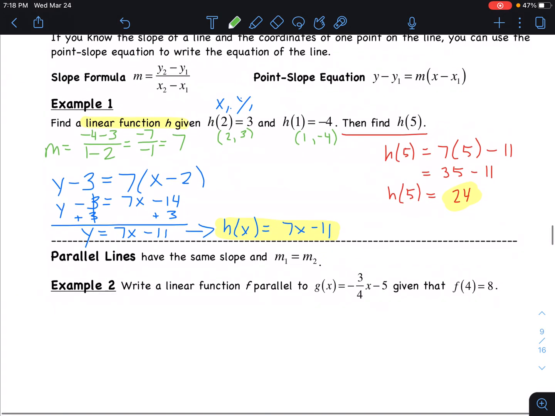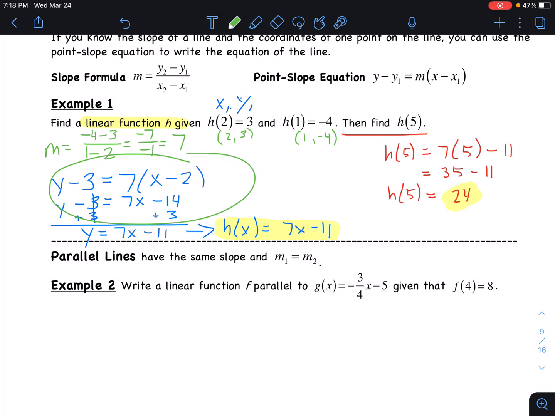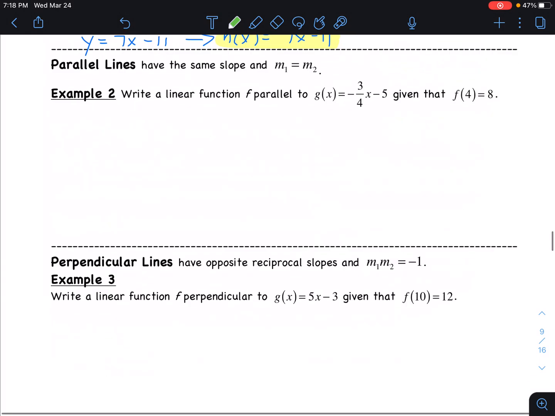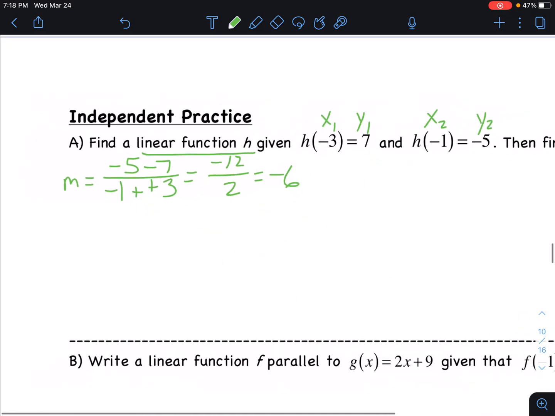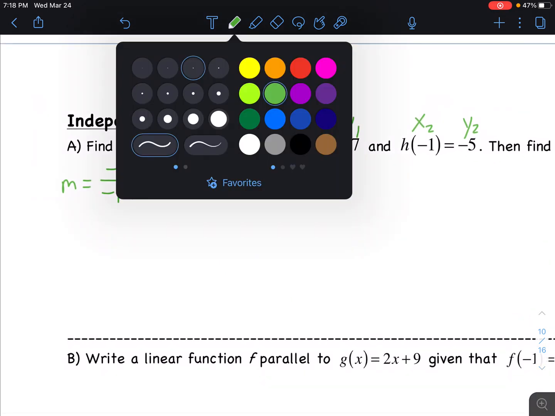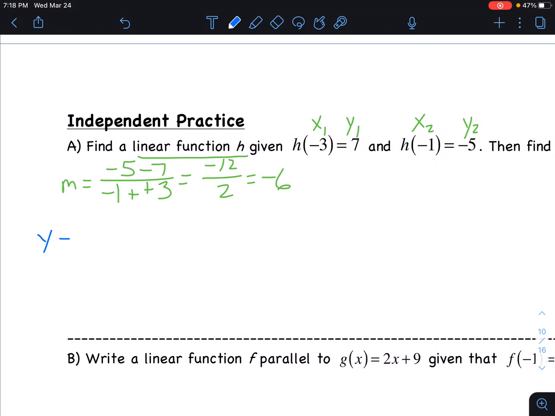I did my point slope formula. So y minus y1 equals m times parentheses x minus x1. Now those double negatives, change that to a plus 3 right away. We're going to distribute the negative 6.